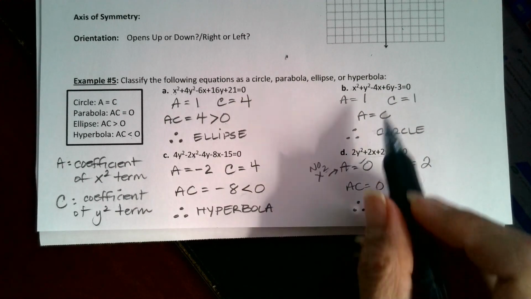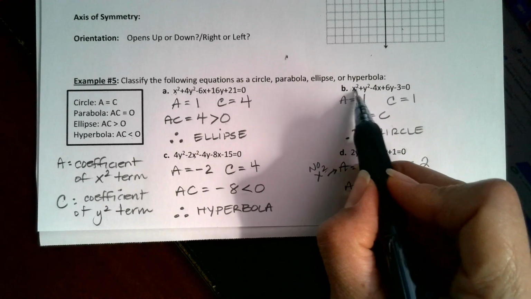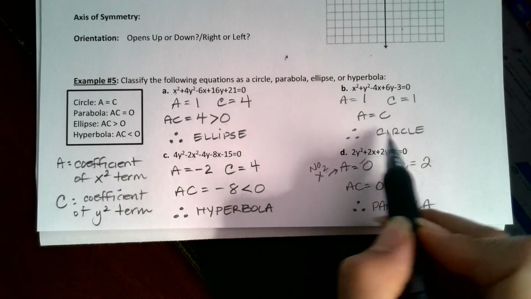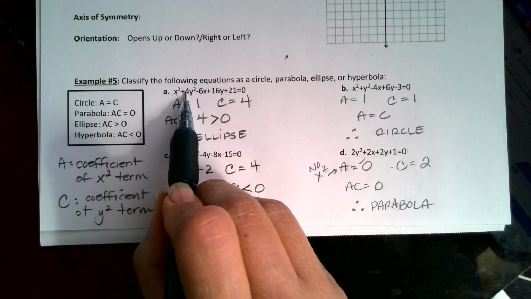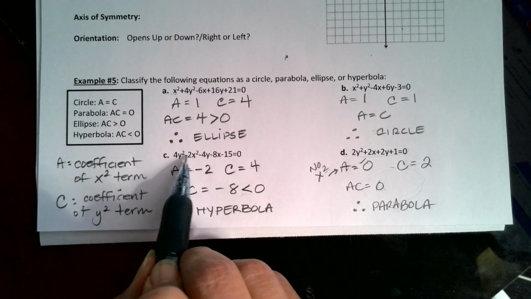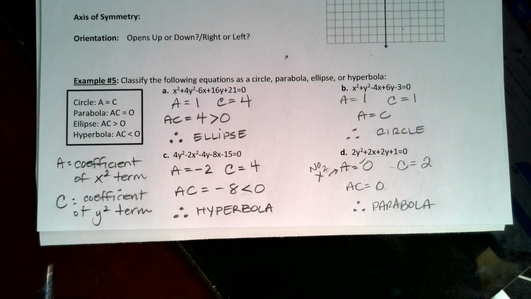Okay? So again, if your x squared and y squared coefficients are identical, you know it's a circle. If the multiplication of those two terms ends up being positive, it's an ellipse. Or if you multiply them and they become negative, it's a hyperbola. And that's it. That was our lesson for parabolas.